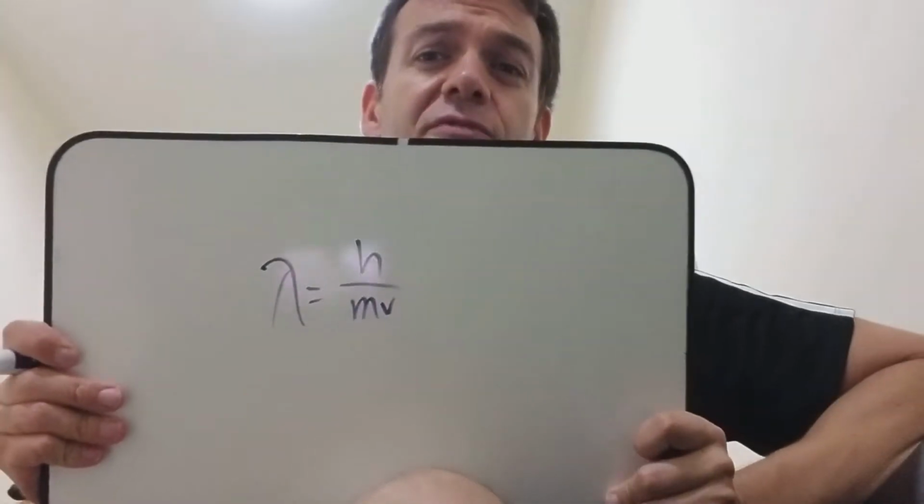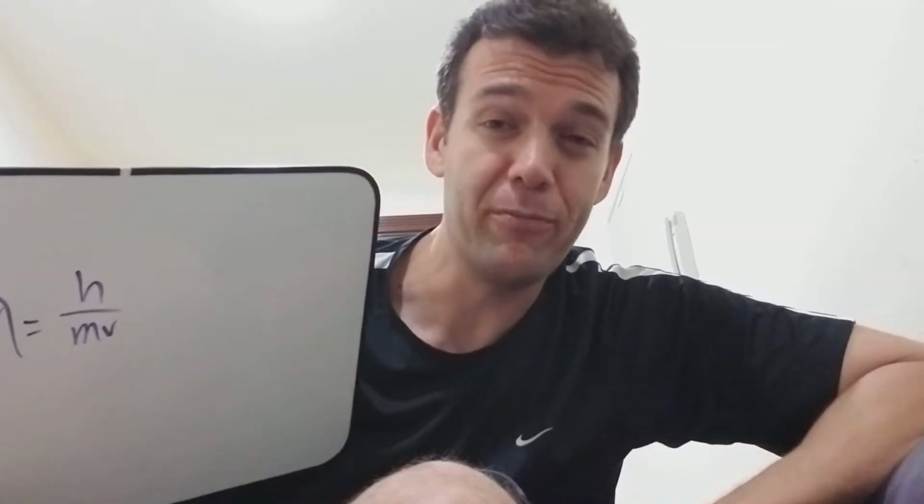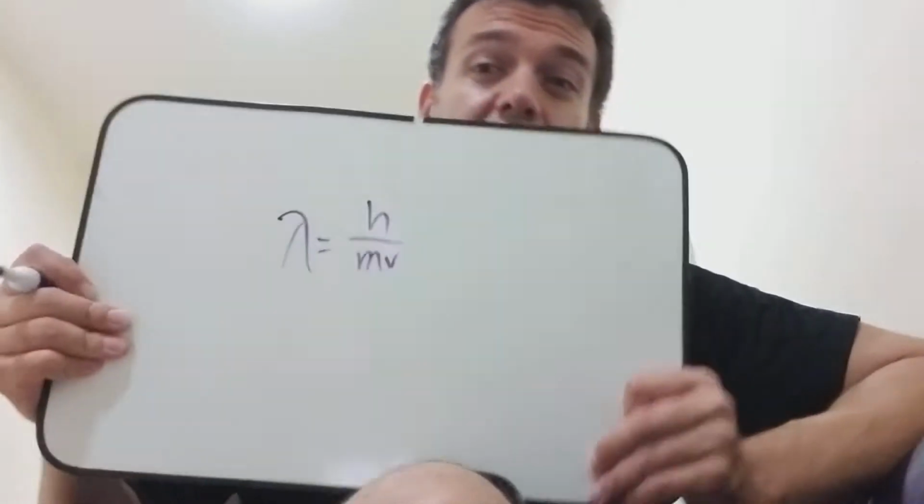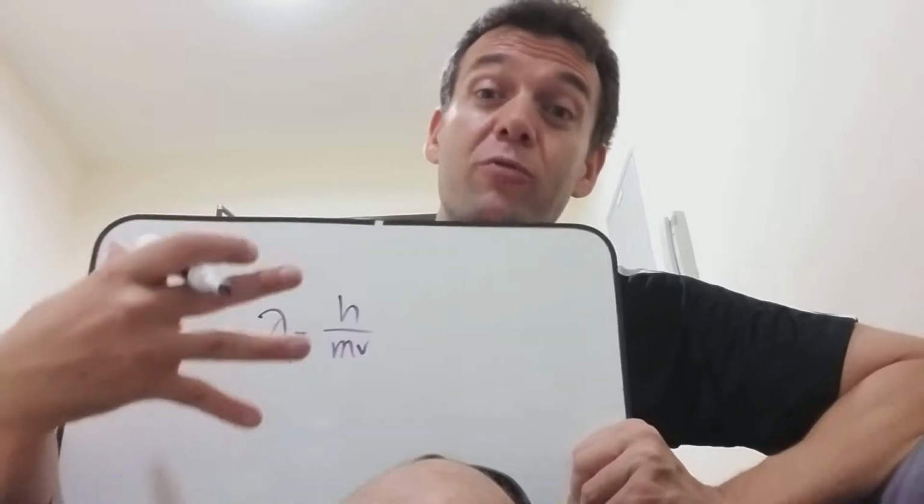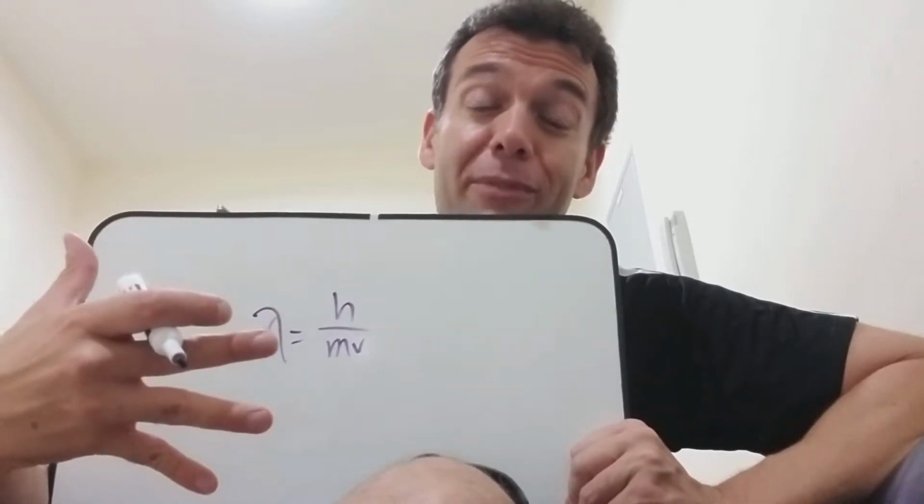We dealt with the wave-particle duality with electrons, remembering this formula right here. We talked a lot about this formula in previous videos. If you have not seen me talk about this, you may want to go back and look at some of those videos because they are going to be very helpful for this. I'm going to talk as though you've looked at the videos.